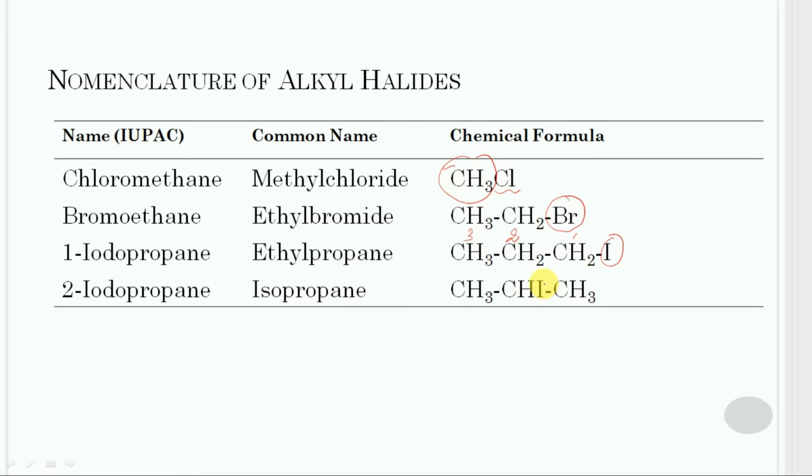Similarly, in this case, one of the hydrogens from propane is replaced with iodine and it is at carbon number 2. So it is 2-iodopropane. So that is the IUPAC nomenclature of alkyl halides.